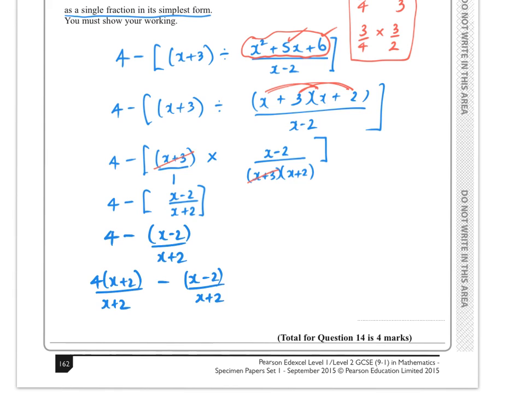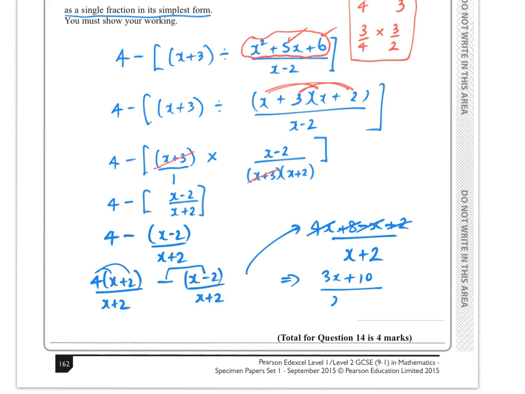And then I've got a common denominator of x plus 2, and then on top I have 4x plus 8, that's just multiplying this part out, minus x plus 2. That's really important. So that's going to give me 3x plus 10 divided by x plus 2.